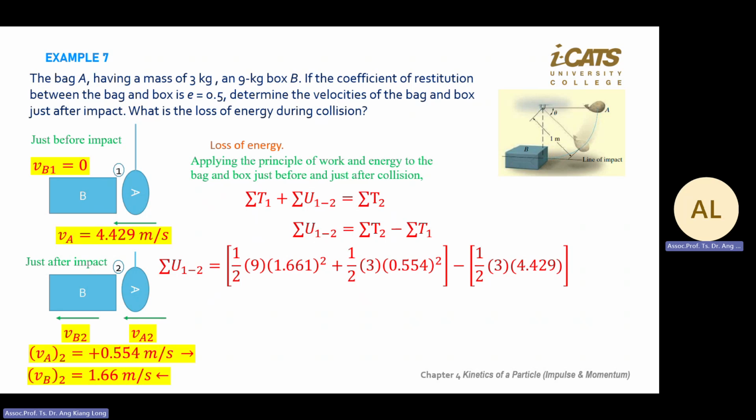So these are the careless mistakes that usually happen in the test. You know what to do, but some labeling you forget to put inside there. Okay, the final answer is minus 16.6 joule. This is the loss of energy. You get negative, it's loss of energy. You get positive, you gain energy.